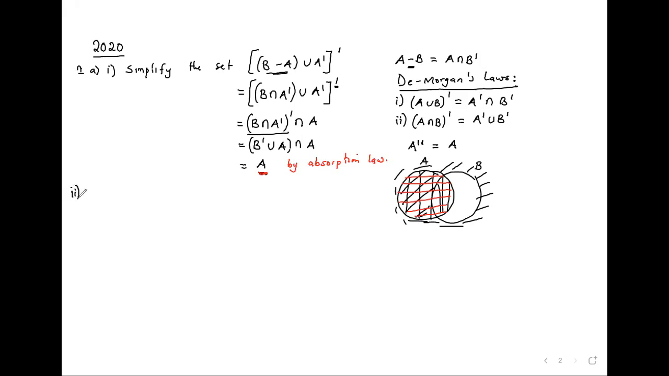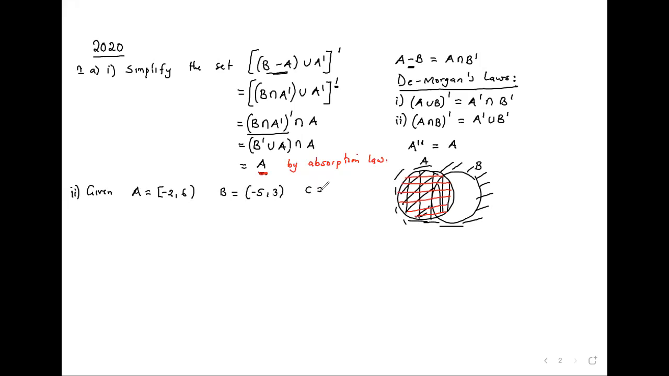Two, given A is equal to -2 to 6, B is equal to -5 to 3.